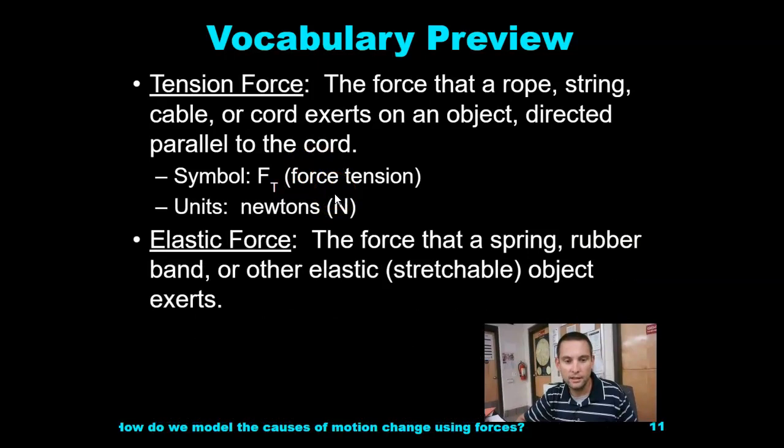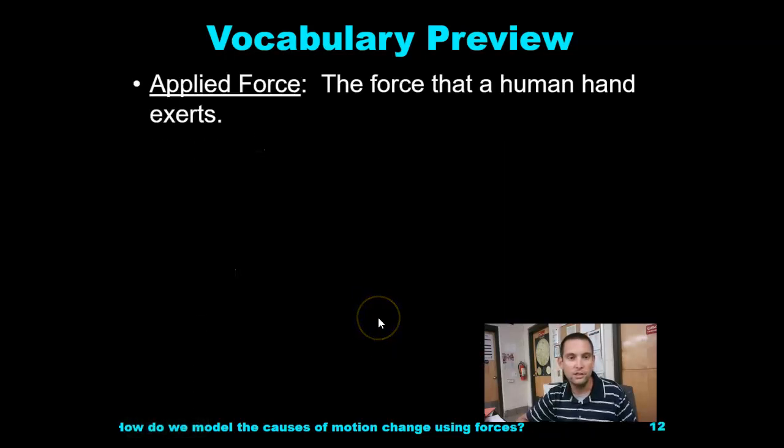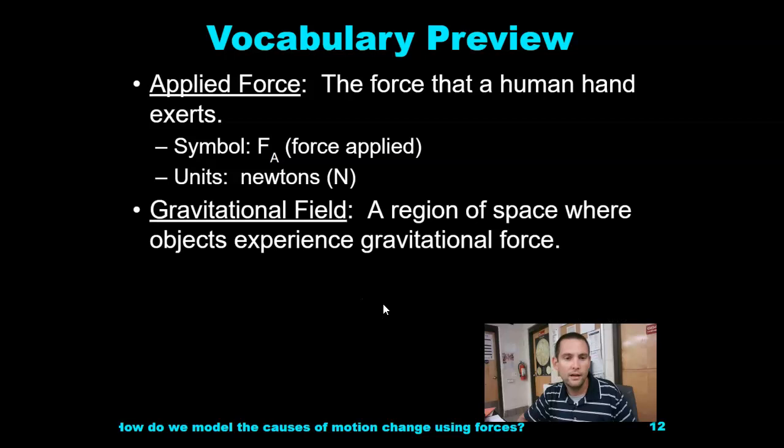Newtons again. Elastic force, the force that a spring, rubber band, or other elastic object exerts. F sub S there, again, we're measuring in newtons. We have an applied force. Applied force, it's not great. We can usually get a definition of what the force is, but it certainly simplifies things to think of an applied force. That's the force that a human hand exerts, F sub A.